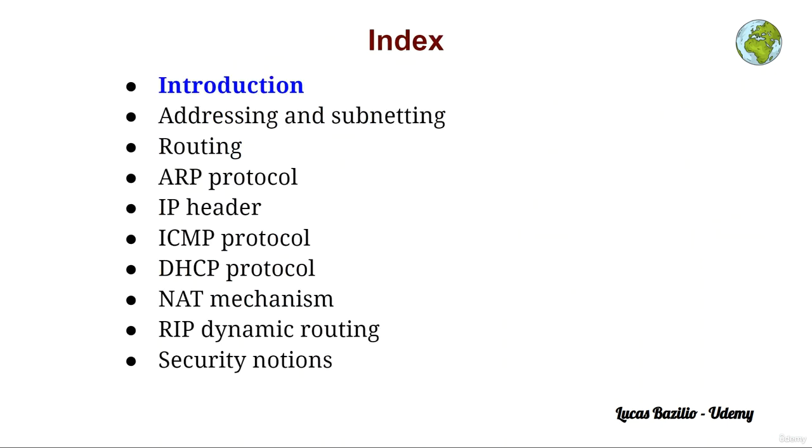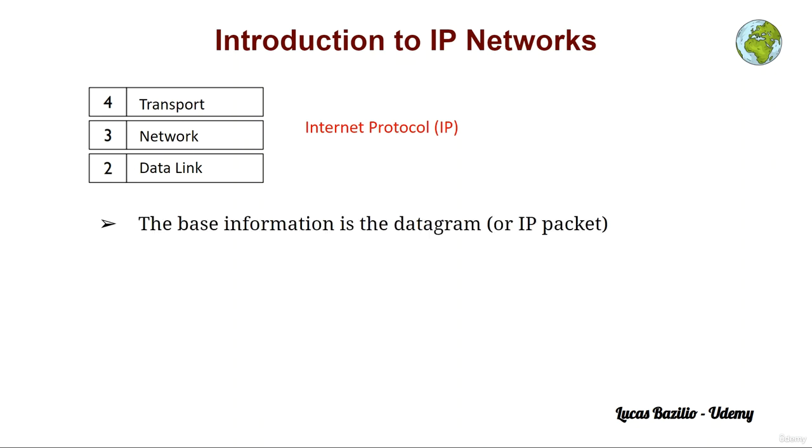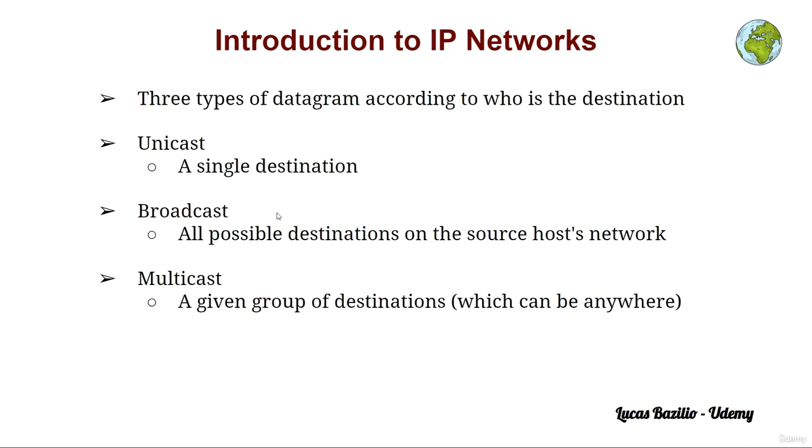For now, we end this brief introduction lesson to IP networks. The most important part is that you understand that the layers responsible for the Internet Protocol are the data link, network, and transport layers. The base information is the datagram, and we have 3 types of datagrams depending on who the destination is.